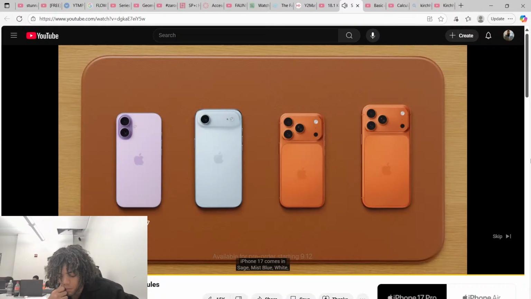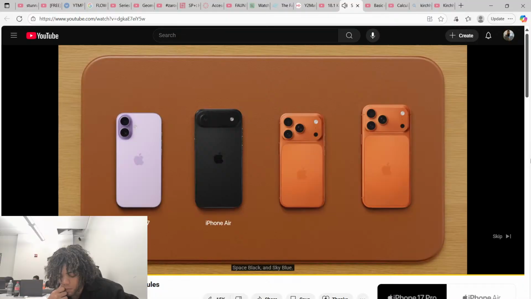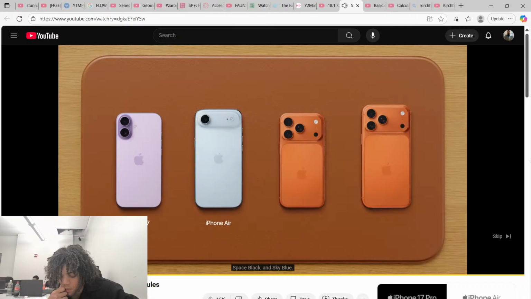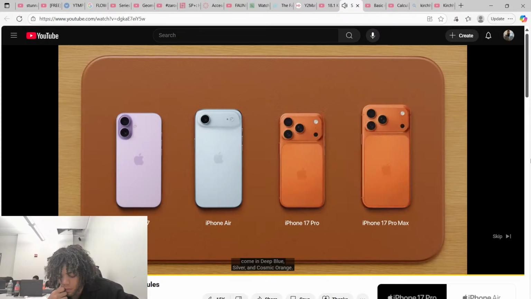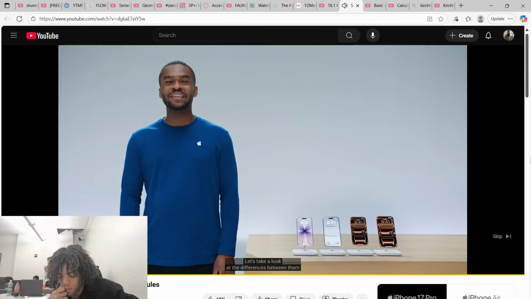iPhone 17 comes in sage, mist blue, white, black, and lavender. iPhone Air comes in light gold, cloud white, space black, and sky blue. And iPhone 17 Pro and iPhone 17 Pro Max come in deep blue, silver, and cosmic orange. Let's take a look at the differences between them and what makes each one so great.